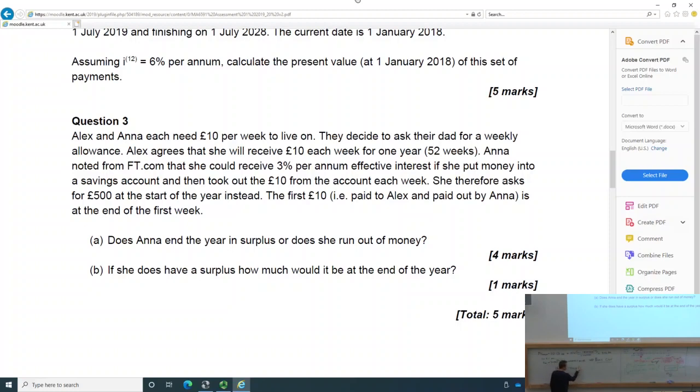So to go and find the deficit at the end of the year, we simply just take our net present value and accumulate it to the end of the year. Minus 12.24 multiplied by 1.03. Whatever that answer is. Let's have a look. 12.61. Minus 12.61 is her deficit at the end of the year.